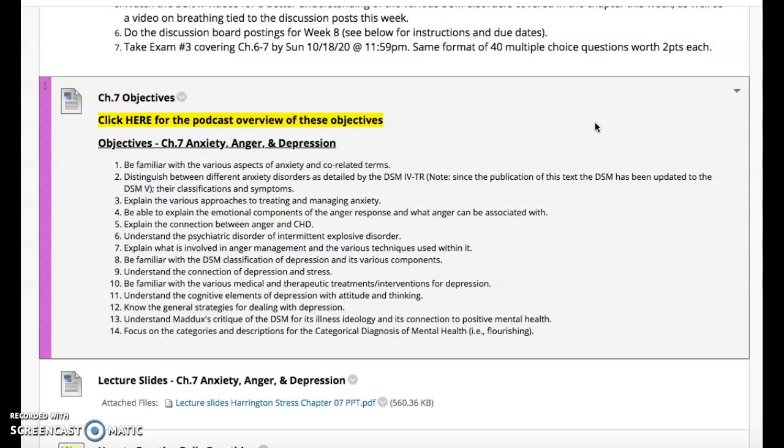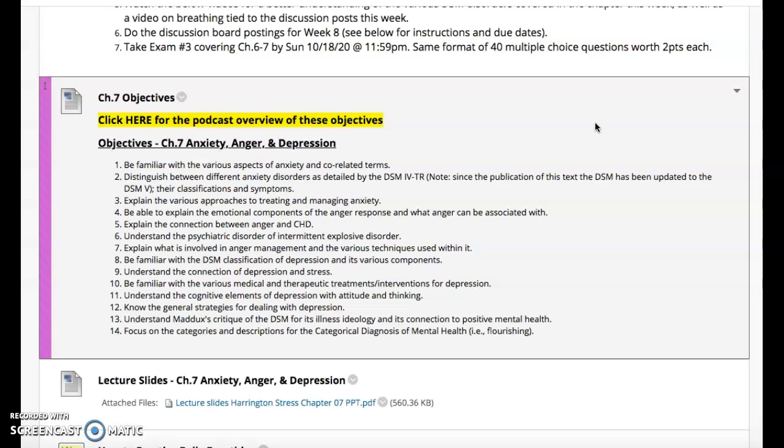And some of these verge more into the realm of dysthymia, which is mild depression and not major depressive disorder, the MDD. Lastly, you want to look at understanding the cognitive elements of depression. What kinds of thoughts and thought patterns make for depression? What does one's attitude and thinking have to do with depression? And what might be strategies for dealing with those?